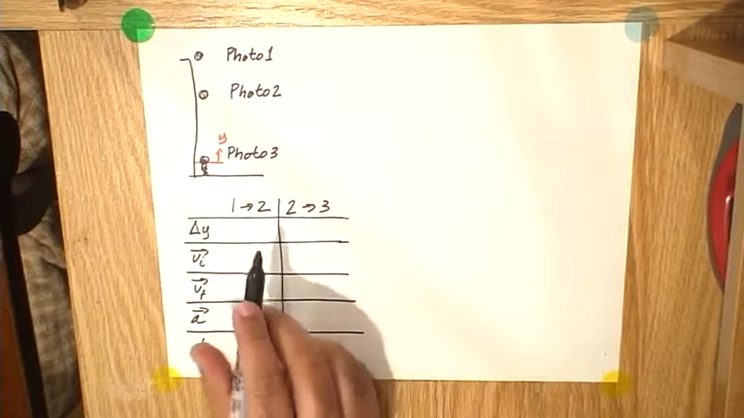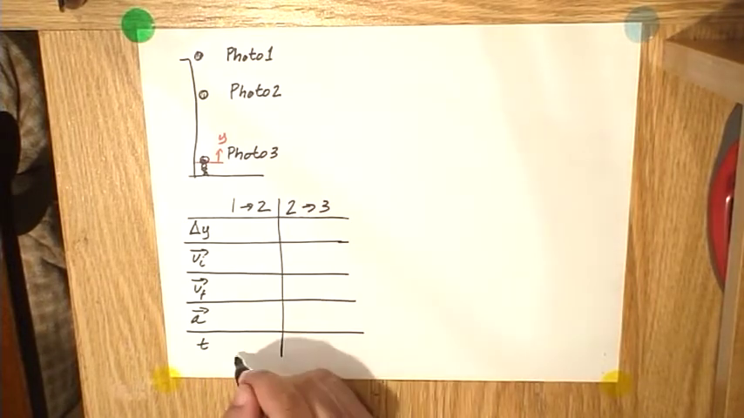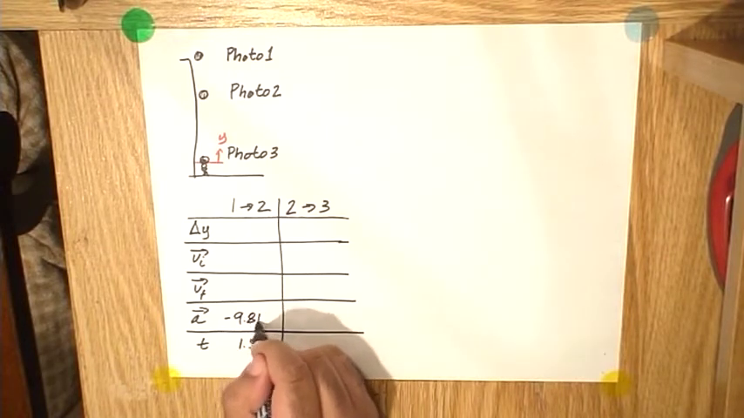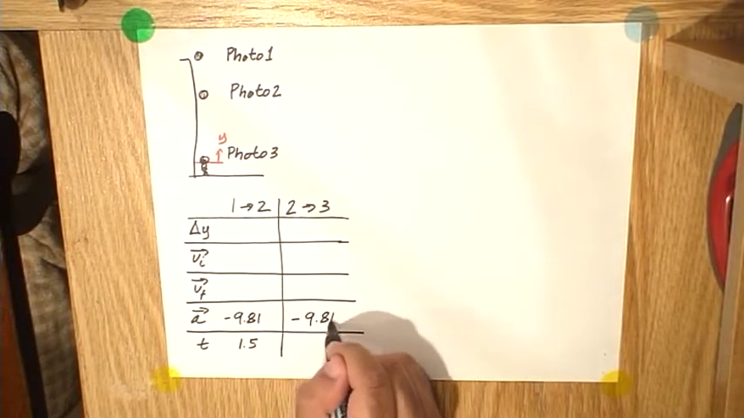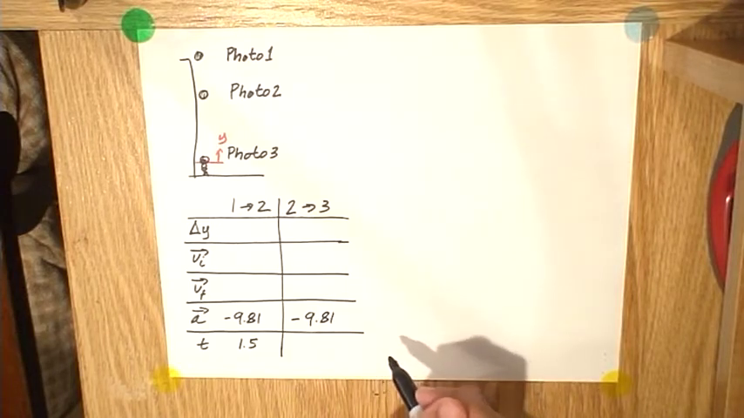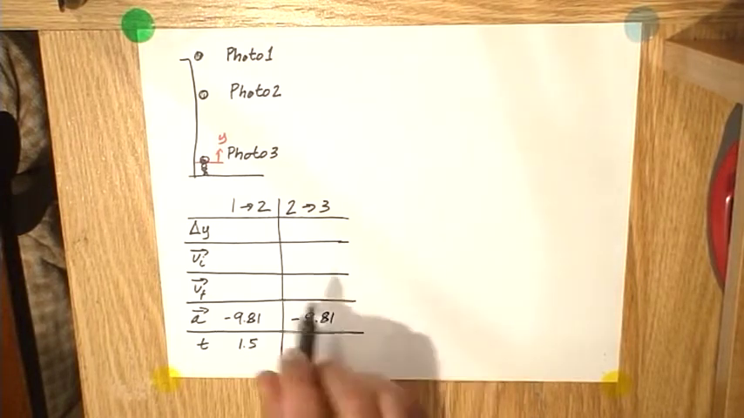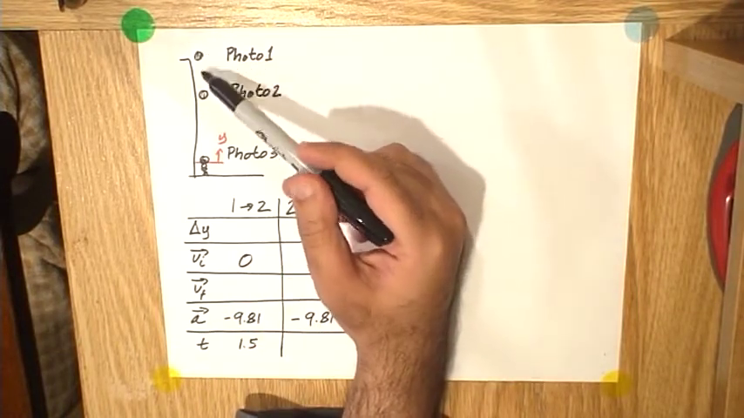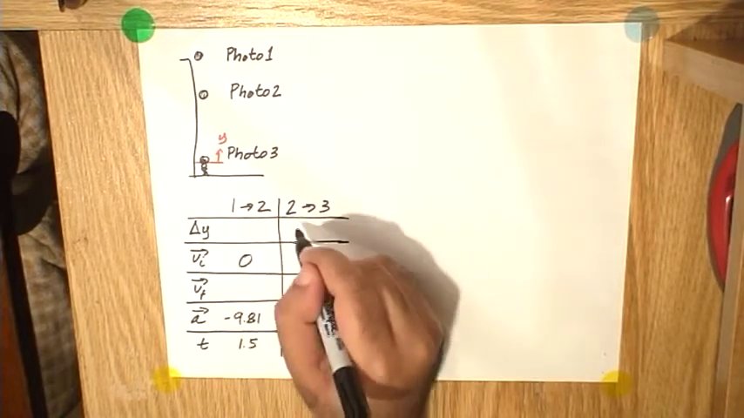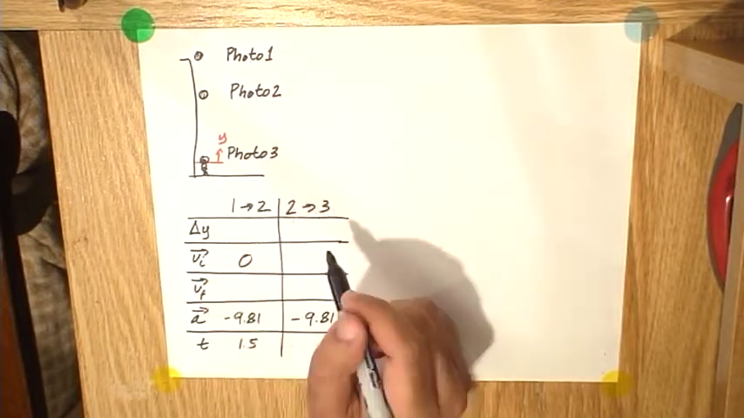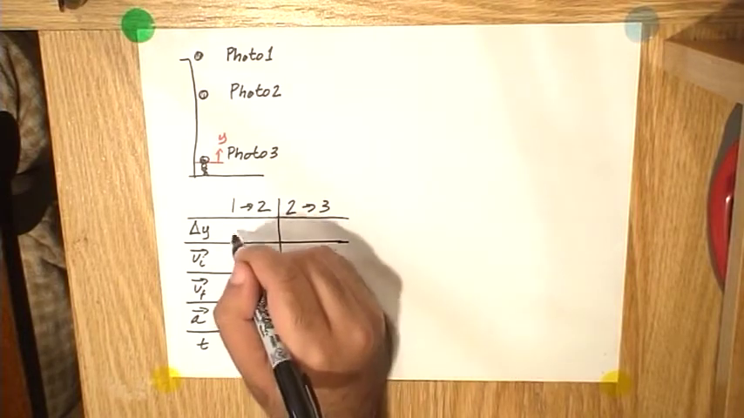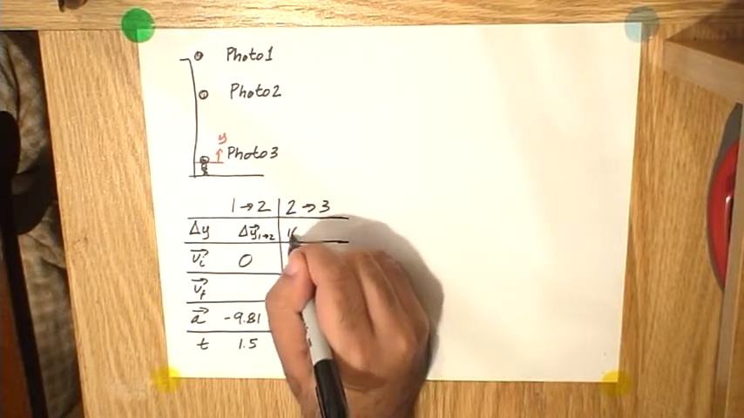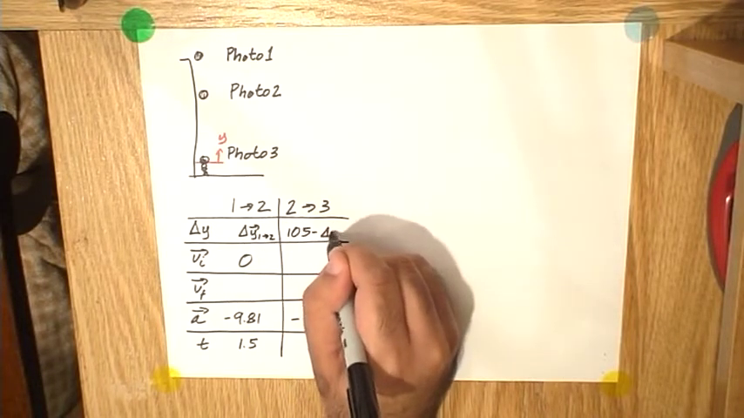So the time that elapses between photo 1 and photo 2 was 1.5 seconds. The acceleration in both cases is negative 9.81 because it's falling under gravity, so negative 9.81 j hat meters per second squared. The initial velocity of the rock is 0. We do not know how far it falls from photo 1 to photo 2, but we do know that the total distance from photo 1 to photo 3 is 105 meters. So if we were to call this delta y 1 to 2, then this must be 105 minus delta y 1 to 2.